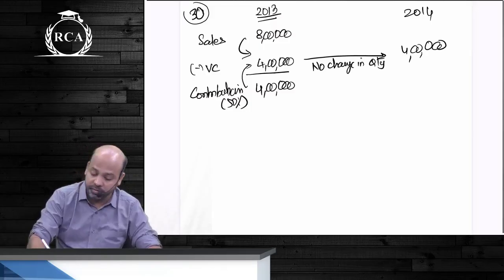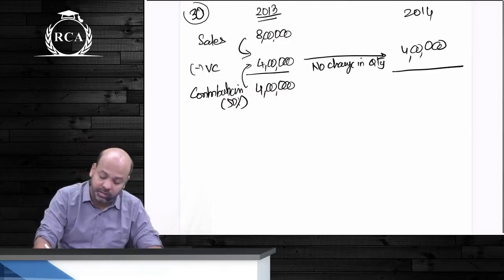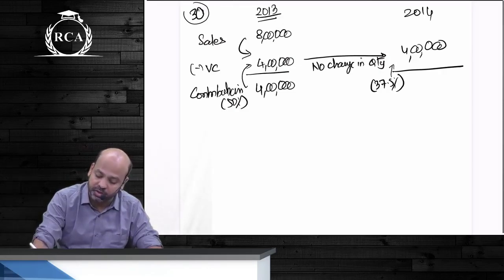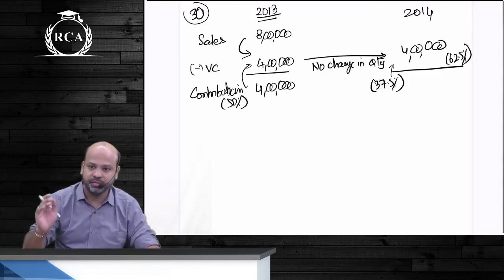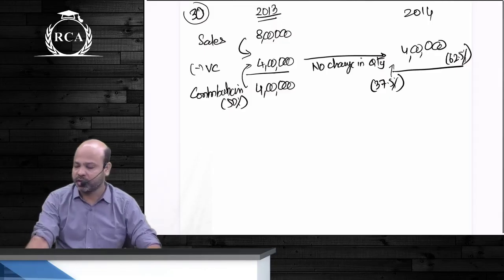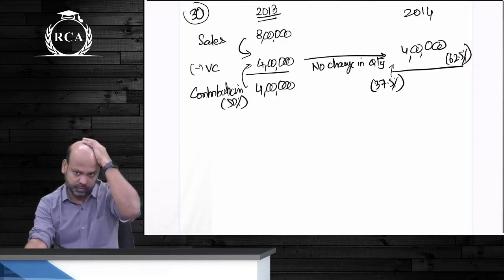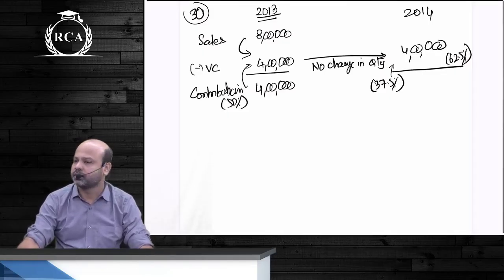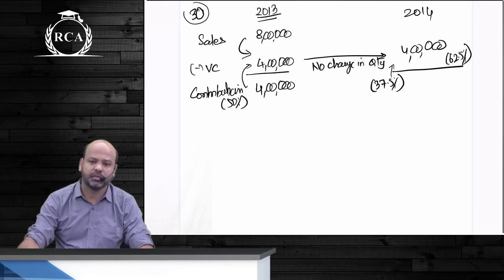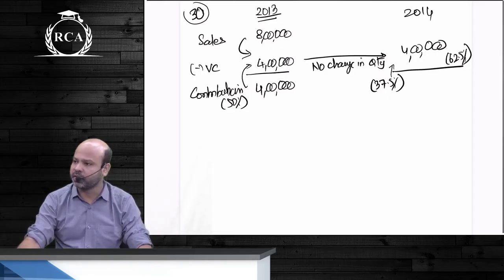Are we clear? We do know for the next year PV ratio is how much? 37.5%. That means variable cost ratio would be 62.5%. If 4 lakhs is 62.5%, how much is 100%? 6 lakhs 40,000 rupees. 6,40,000 will be the total amount of sales. Are we clear about this?